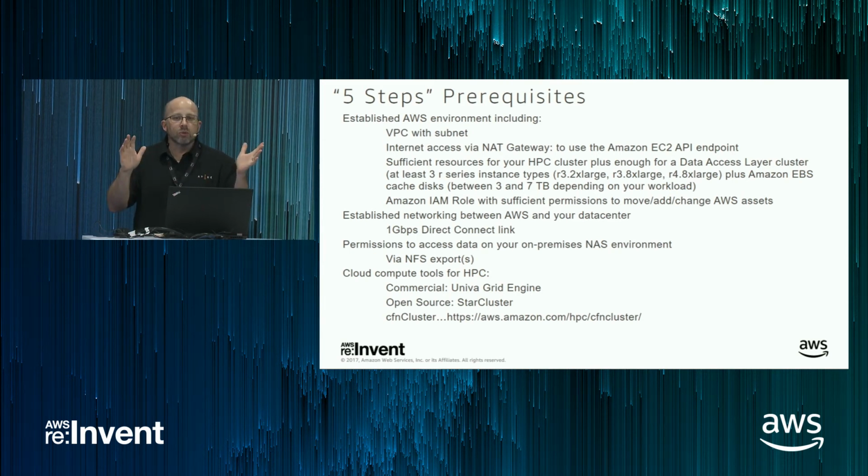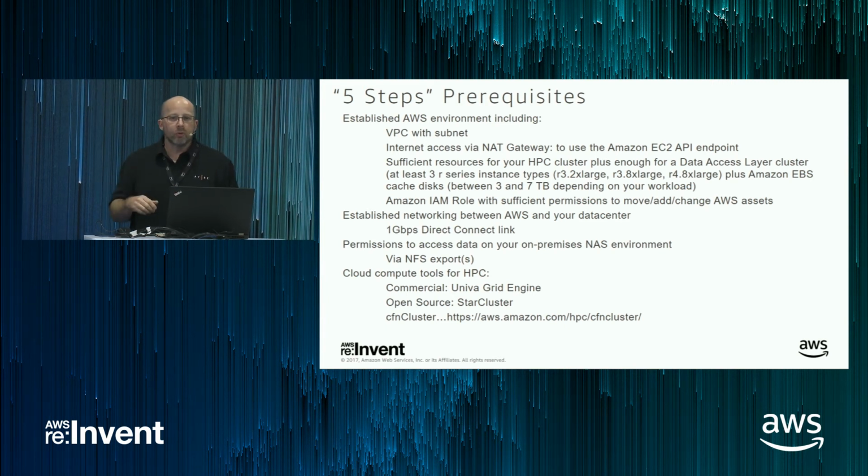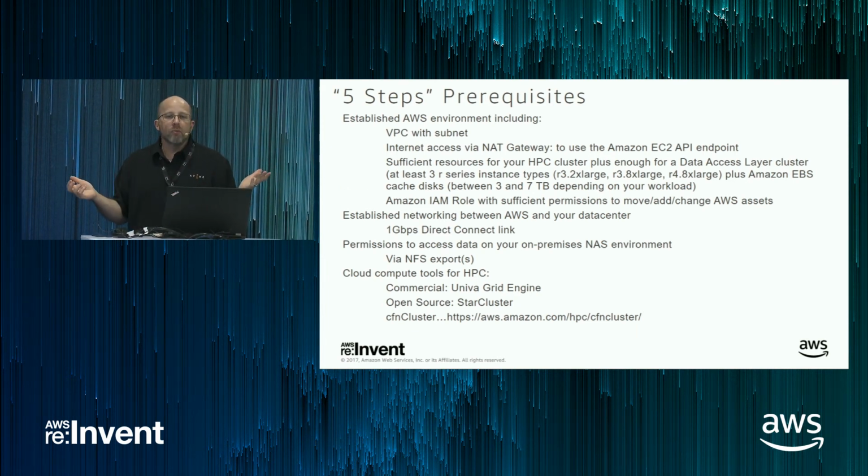I need to make sure that I can reach the EC2 API endpoint, for example. Why do I need that? Because in the Avere technology, we're a clustered solution. So if we have one node fail, we literally go to the API and reprogram the routes so that you can maintain your uptime.